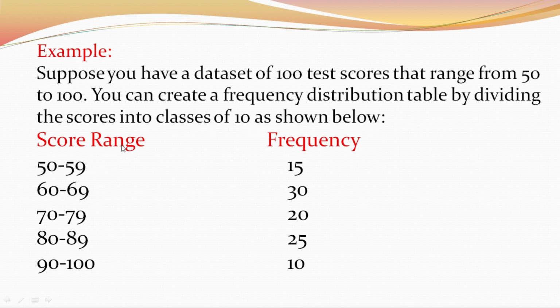You can say that score range, classes or groups, 50 to 59, 15 students. This is the frequency. 60 to 69, 30 students. 70 to 79, 20 students. 80 to 89, 25 students. 90 to 100, 10 students.